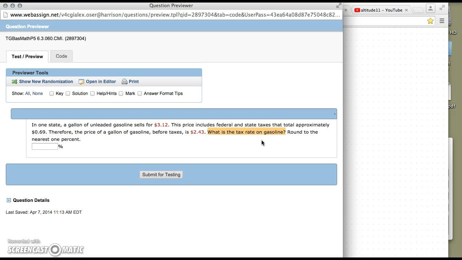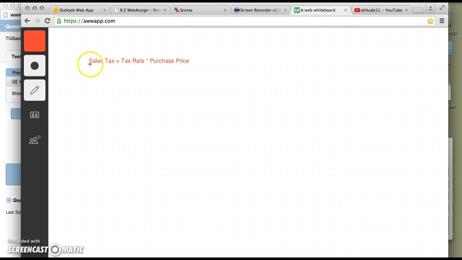So if you look in your book at page 536, at the top of the page in a green box, you will find a formula for finding the sales tax, or the tax rate on some sort of sale. When you look at the formula, you should see that sales tax is equal to the tax rate times the purchase price. Basically, we need to find these pieces in our word problem and plug their values into the correct spots.